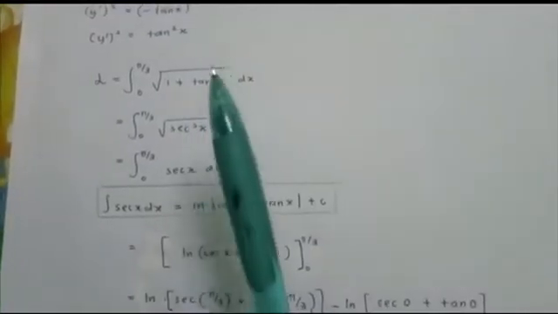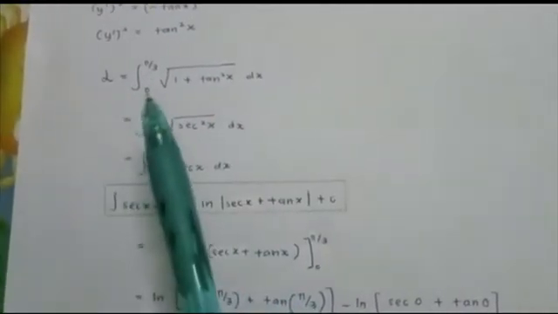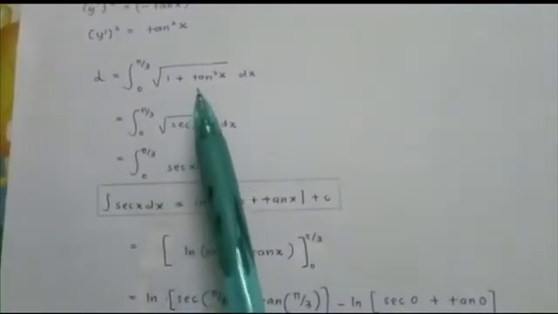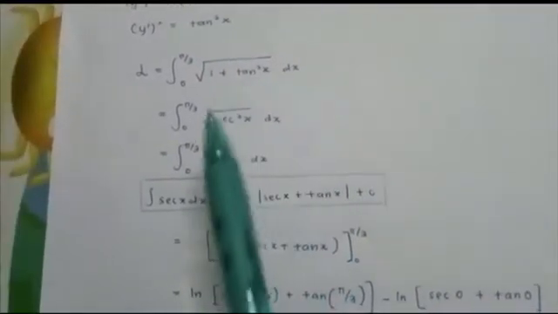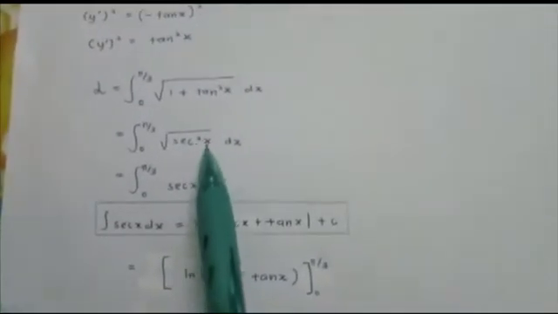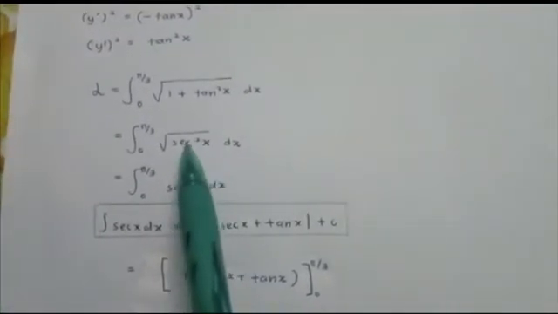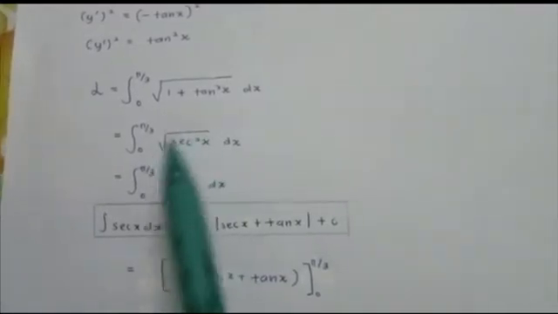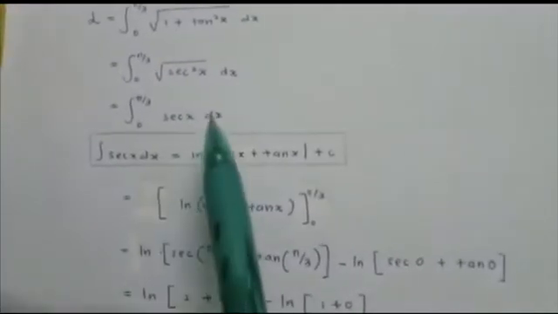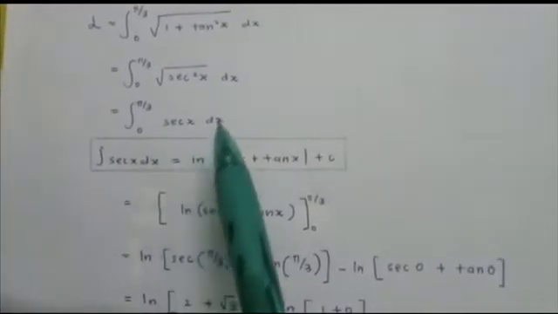Next we just substitute into the formula. The integration from 0 to pi over 3, square root of 1 plus the differentiation here, we get tangent squared x dx. As we know, 1 plus tangent squared x is equal to secant squared x, so we just substitute in secant squared x. Here we can see the square root and the squared cancel out and it will become just secant x. So now we have to integrate secant x.